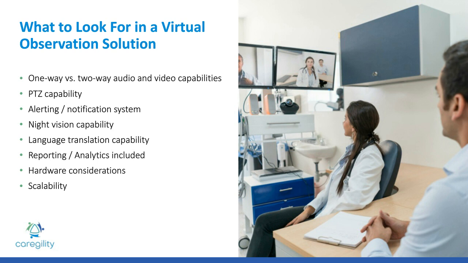So some people find this language translation capability very useful, and some do not. They'd rather use a physical sitter, maybe someone who is bilingual, for those patients who are not English speaking. So that is just something to keep in mind as you're looking at what your preference is when you're looking at solutions.